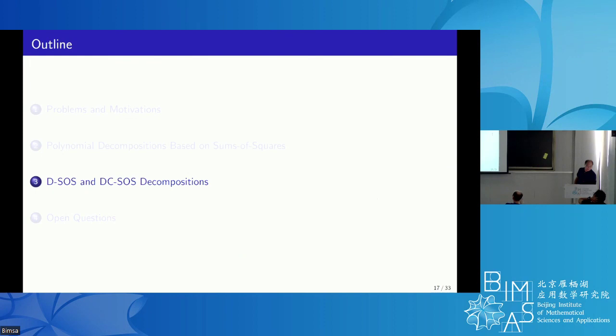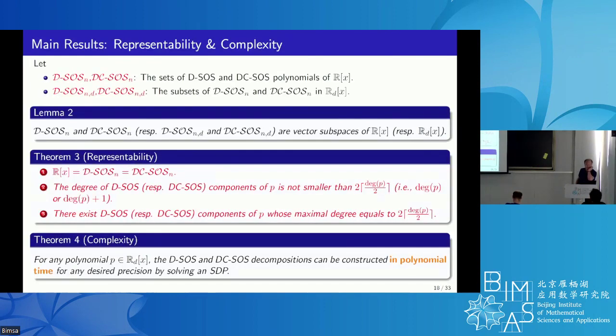So in the last few minutes, I will show you the major result and the practical method to construct such kind of decomposition. The major result consists of the representability and convexity. To answer the question of whether any polynomial can be represented as this kind of decomposition, that is answered in this theory. But first we show that all of them, DS or DCSS, are in fact a vector subspace.